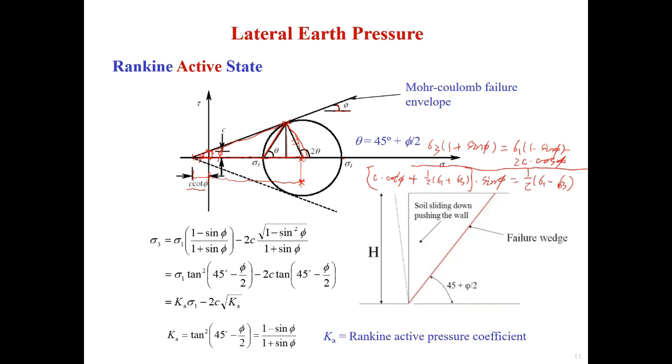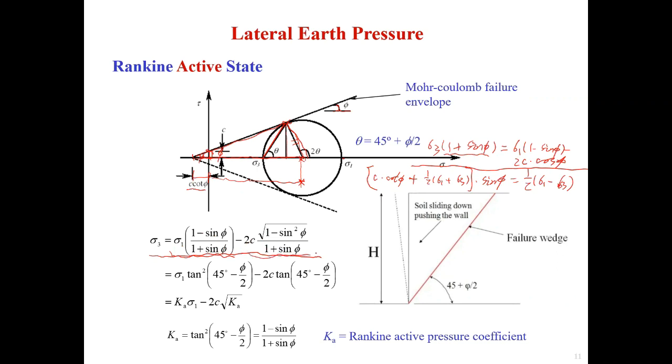And if we do the further conversion, eventually we get this expression: sigma 3 equals sigma 1 times... So here, what I did is move this 1 plus sine phi to the right-hand side, so each term is divided by 1 plus sine phi. The first term will be sigma 1 times 1 minus sine phi divided by 1 plus sine phi, and the second term will be 2c times cosine phi divided by 1 plus sine phi. So that's equivalent to this one.